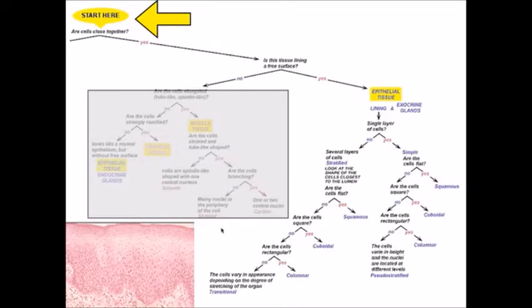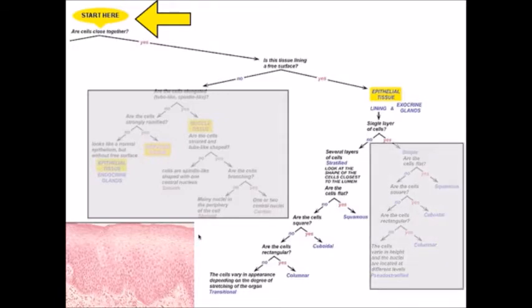Now, the next question is, is it one layer or many layers of cells? Well, hopefully that's not too difficult to see that there are many, many layers of cells. So now we move here. Now we just know that it is a stratified epithelium. Stratified meaning multiple layers of cells.